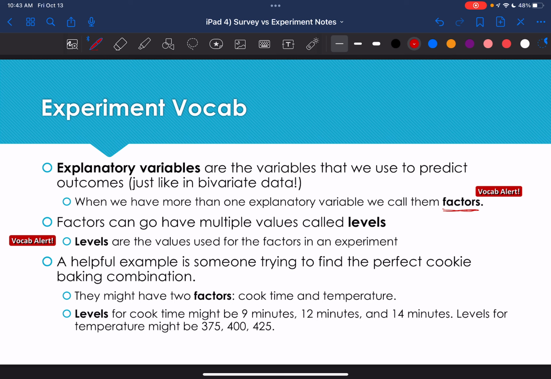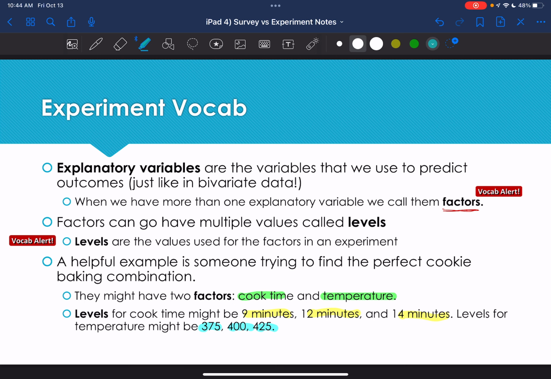And the way I always try to remember this is through baking cookies. Things that might affect how a cookie turns out are the cook time and the temperature. So those are my two factors because those are explanatory variables. They're explaining how the cookie would turn out, and there's two of them, so those are my factors. Now, for cook time, you could have 9 minutes, 12 minutes, and 14 minutes. Those are the levels of cook time. And then for temperature, you'd have 375, 400, and 425. Those are the levels for temperature.